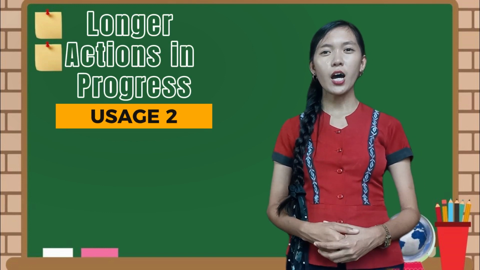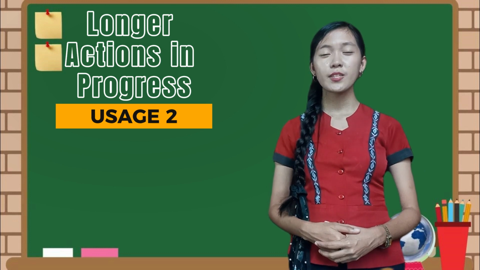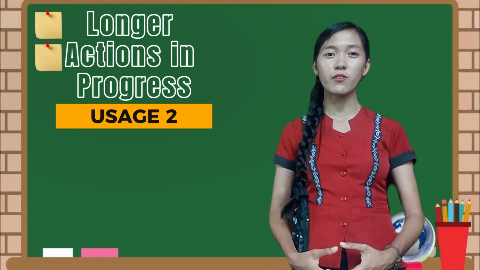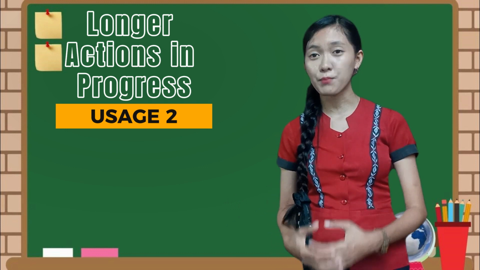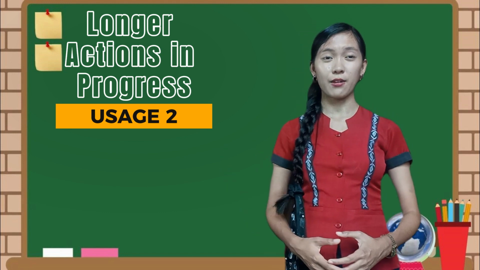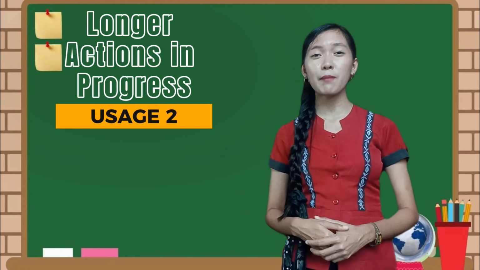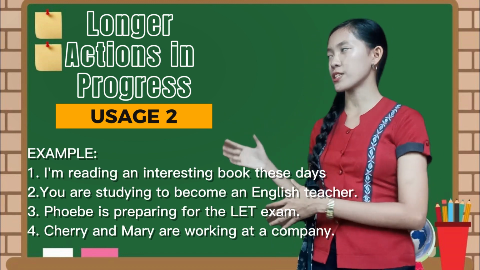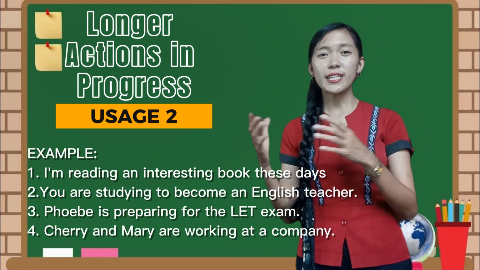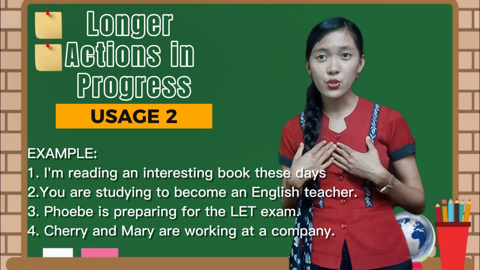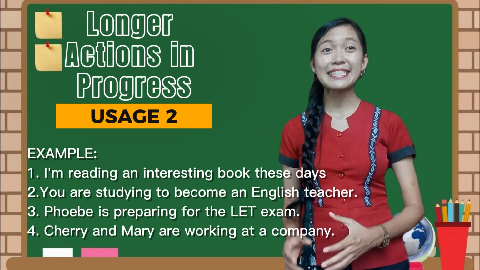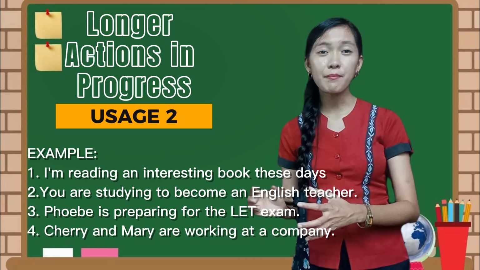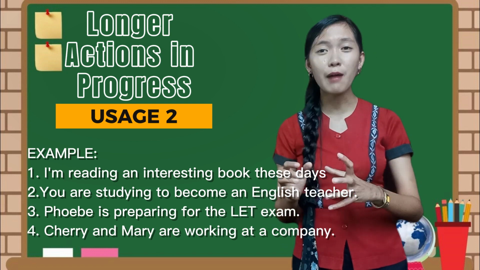Usage number 2, longer actions in progress. The present continuous tense is also used to describe a longer action in progress, even though you might not be doing that action right now. Let's take a look at some examples. The first sentence says, I'm reading an interesting book these days. So in this case, the subject is I. So the be verb is am. Okay? In this example, we use the construction I'm by putting I and am together.